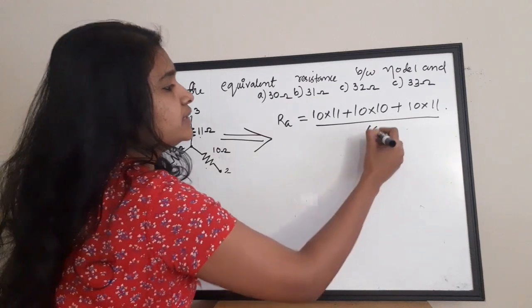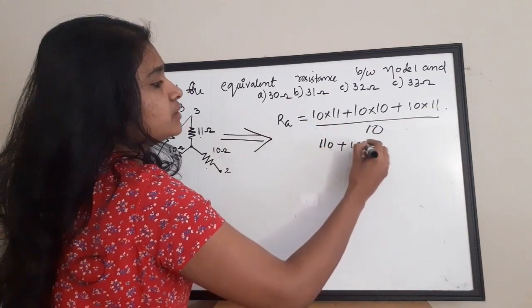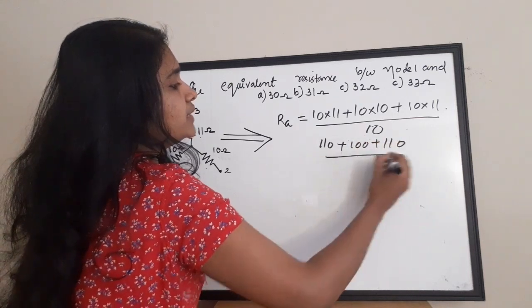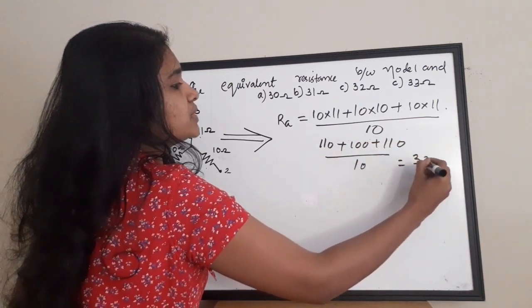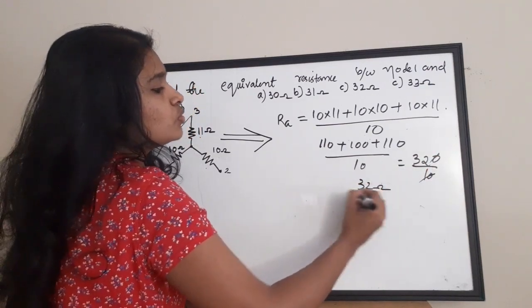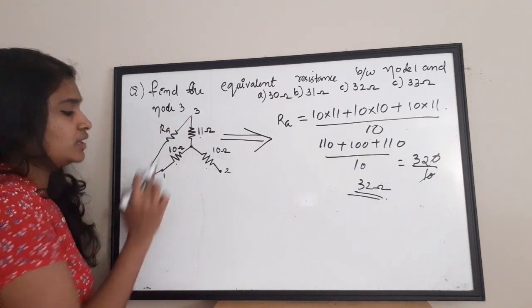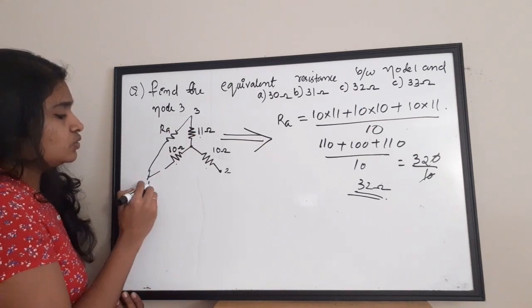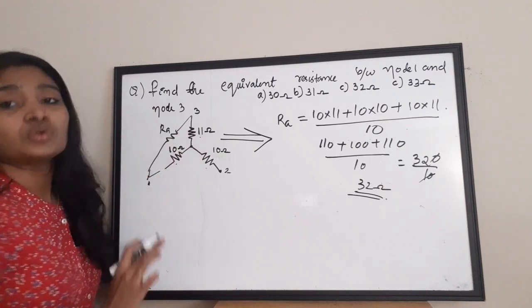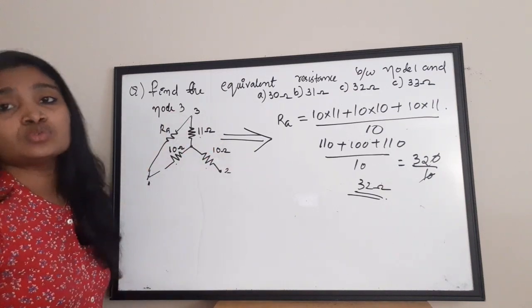So divide by 10. If you take this, it is 110 plus 100 plus 110 by 10. That is 320 by 10, which is equal to 32 ohm, the equivalent resistance between node 3 and node 1, or node 1 and node 3. Okay, so the equivalent resistance between node 1 and 3 is 32 ohms.